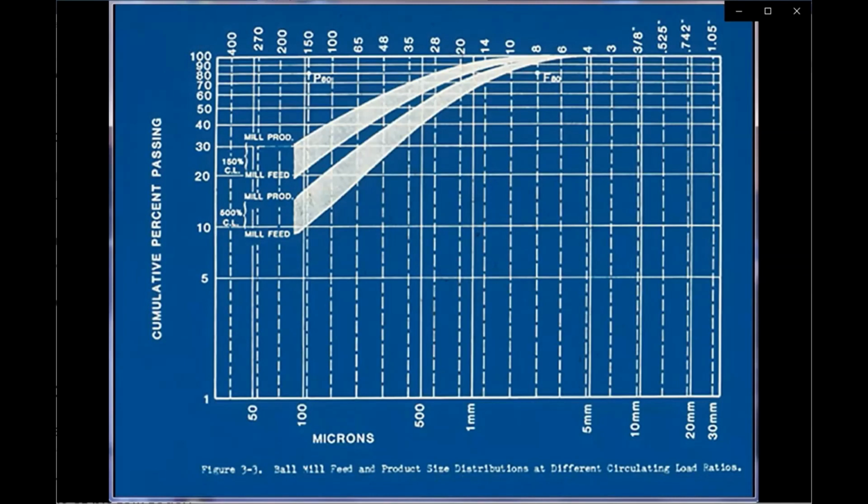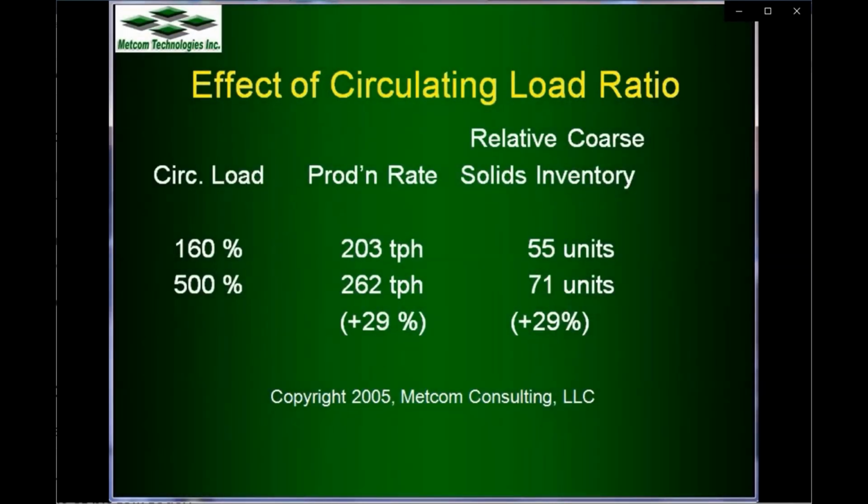Observation of the size distributions in and out of the ball mill for circuits at high circulating loads versus lower circulating loads tells us why higher circulating loads are more efficient. The size distributions in and out of the ball mill in a circuit with high circulating loads are coarser than those operating with low circulating loads. We can do this comparison looking at the performance of two circuits with the same feed size to the circuit and the same product size out of the cyclone overflow. The one at 500% circulating load produces approximately 262 tons an hour of new finished size material, whereas the one with lower circulating load produces only 203 tons per hour. That's an increase of 29% at the higher circulating load.